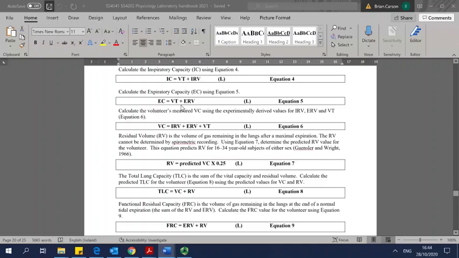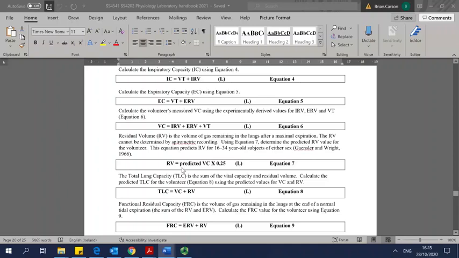So the predicted equation for residual volume equals predicted vital capacity multiplied by 0.25. Now, we have calculated vital capacity in equation 6, so you can use that vital capacity here and multiply it by 0.25, and that will give an estimate of our residual volume.